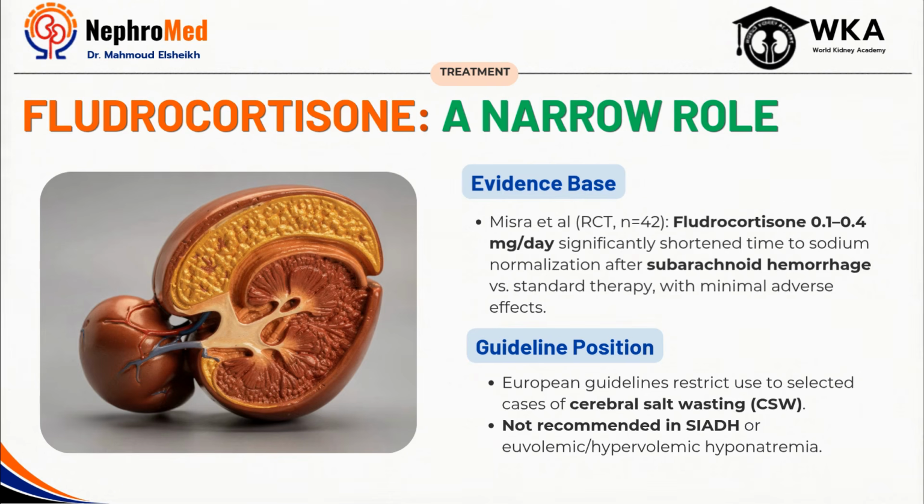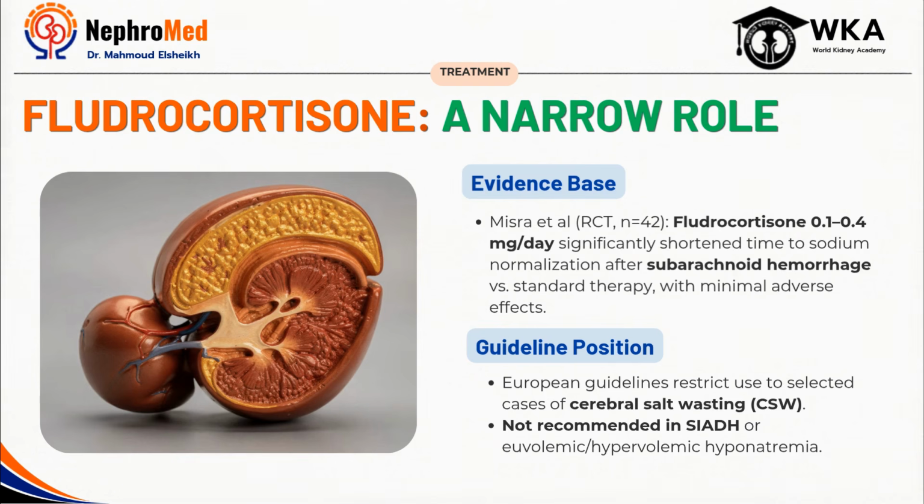Now, another therapy occasionally discussed in hyponatremia management is fludrocortisone, but its role is actually much narrower than many people think. It's a mineralocorticoid, so it physiologically enhances sodium reabsorption in the distal nephron, promoting sodium retention and volume expansion. The strongest evidence supporting its use comes mainly from patients with cerebral salt wasting, particularly after subarachnoid hemorrhage. As shown here, some RCTs demonstrated that fludrocortisone, typically at a dose around 0.1 to 0.4 milligrams daily, can shorten the time needed for sodium normalization in these patients.